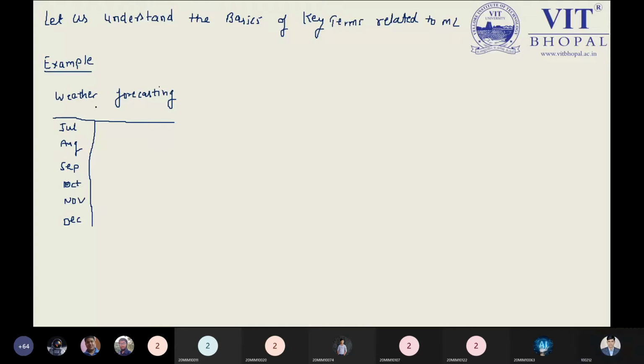One is month, and the other one is temperature, in degrees. So in July, I'm expecting 32 degrees. In August, 35, due to the humidity it can increase, and it goes to 34 approx. In October, 30. In November, 25. In December, we have winter time, so it could be around 20. So these are the temperatures I'm expecting. This is known as my data. In mathematical terms, this is known as the population.